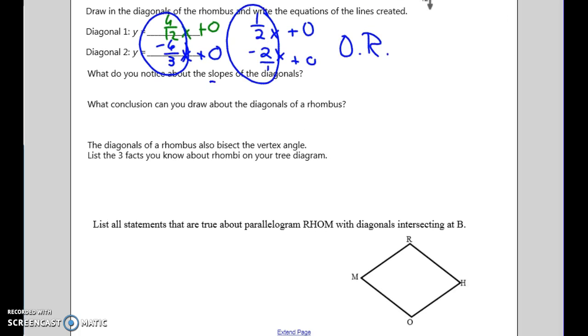So what do you notice about the slopes of the diagonals? They were opposite reciprocals. What conclusion can you make about the diagonals of a rhombus? They are perpendicular, which means they form 90 degrees. We also know that they bisect each other.